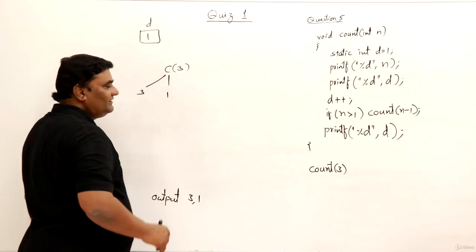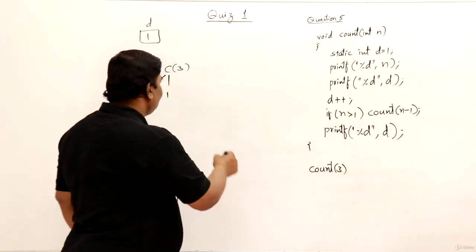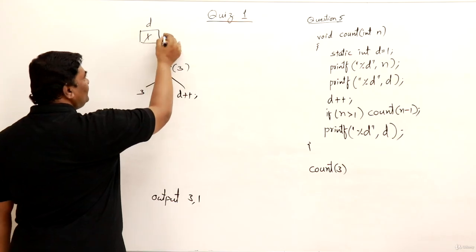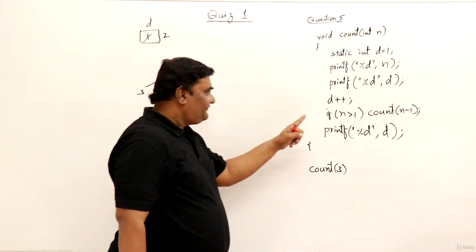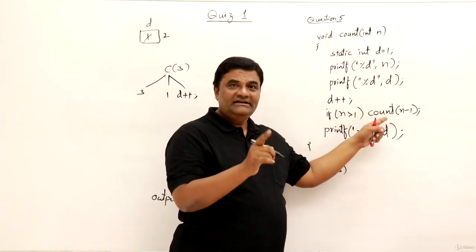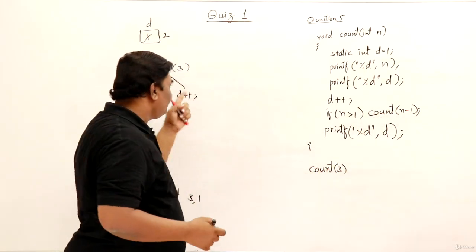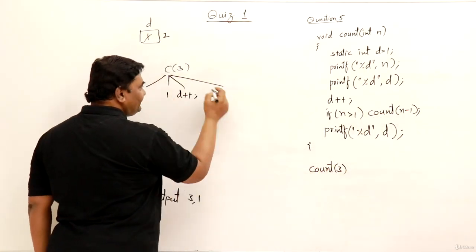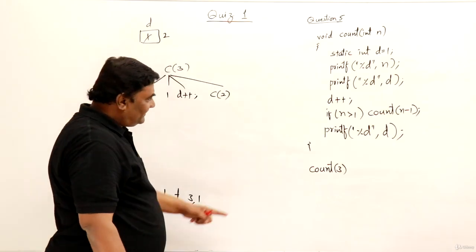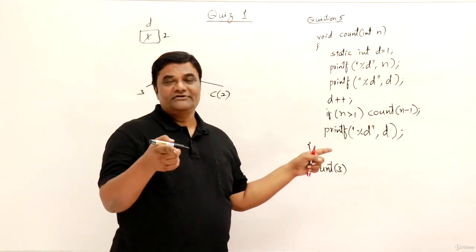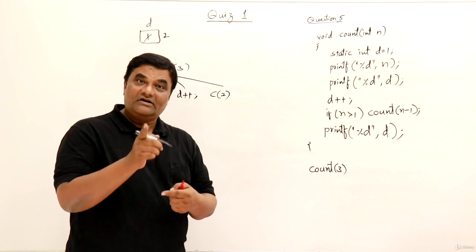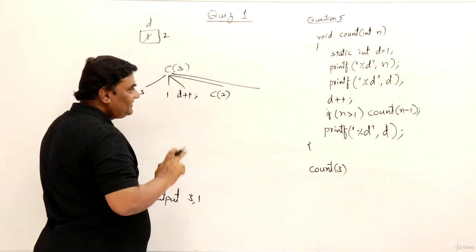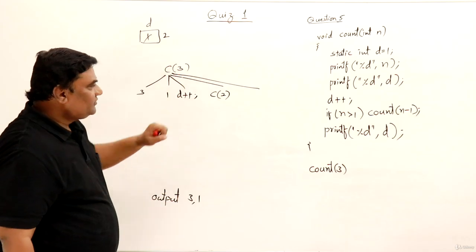Then D plus plus. D becomes 2. If n is greater than 1, then count n minus 1. So yes, it is greater than 1. It is 3. So count is called again for n minus 1, so it is for 2. The next print, but first of all, the call is there. Finish that call and then print. Printing will be done, but not now. Afterwards. Then call for 2.